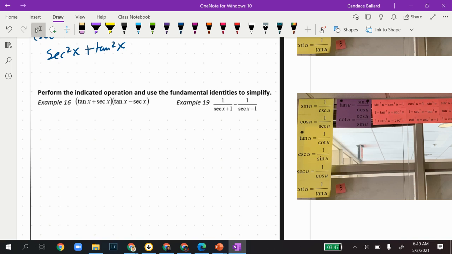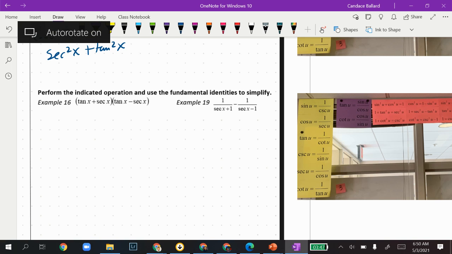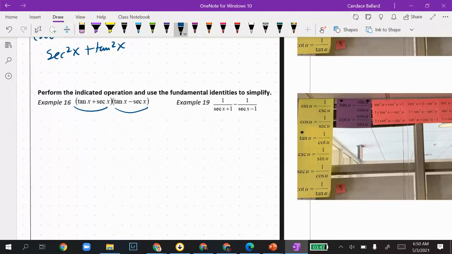In this video, we're going to talk about topic 10.1, still fundamental identities, and now we're going to perform indicated operations. Notice we are jumping to example 16, and let's see, it looks like this. If I was just looking at this algebra-wise, I would say, hey, we probably need to FOIL that. So let's try that with this one.